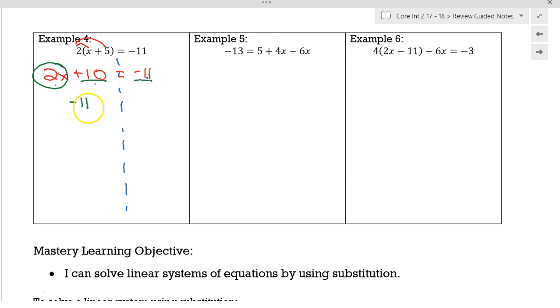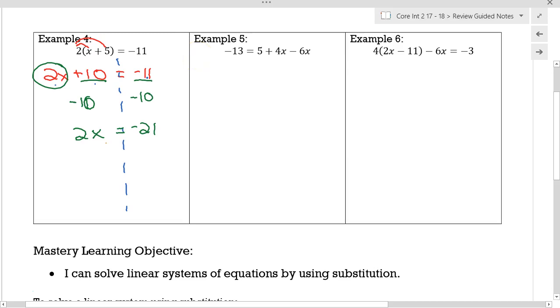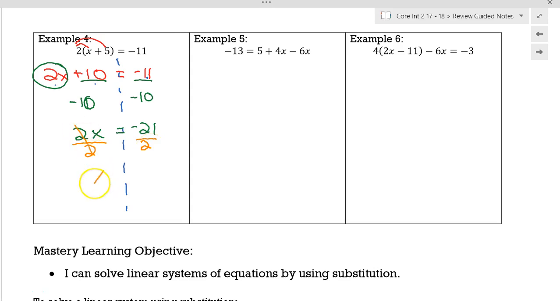So I'm going to subtract 10 to get it to the correct side. So 2x equals negative 11 minus 10 is negative 21. And then again, our last step is to divide by 2. The 2s cancel out. X equals negative 21 divided by 2 is really just negative 21 halves. We will leave pretty much everything in fraction form. We will really not use decimals in this class. So start getting used to leaving things as fractions.